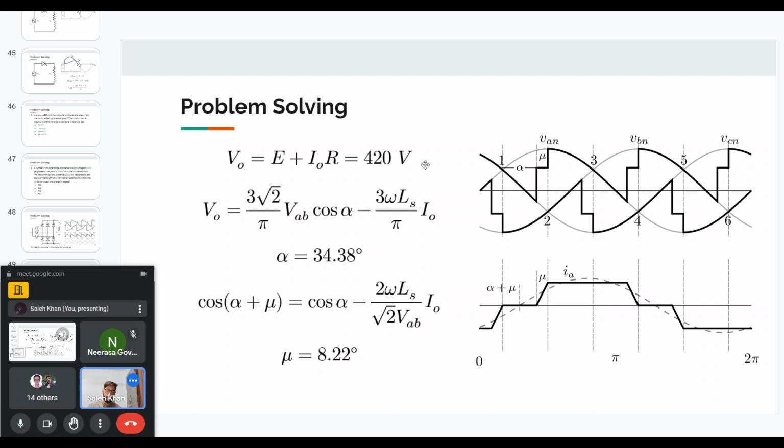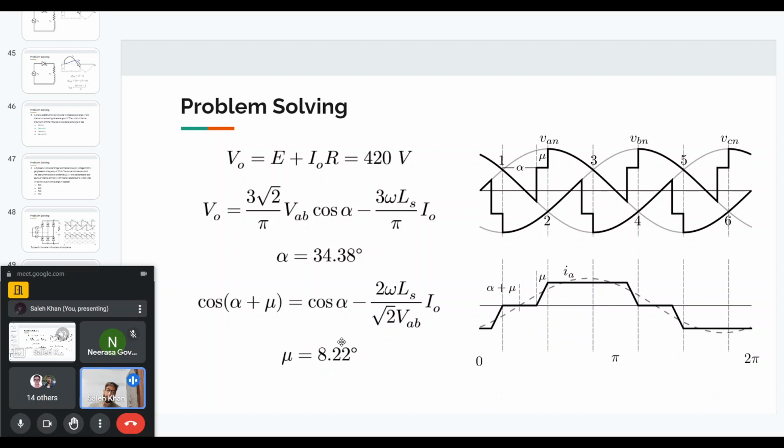Then we have another equation from the volt-second balance of the source inductance. In this second equation, the cosine of alpha plus mu, the overlap angle, is the cosine of alpha minus this second term. Once we have found alpha, the only unknown is the mu angle, which we have to find. If you substitute all the other values, mu becomes 8.22 degrees. So the overlap angle is about 8 degrees.